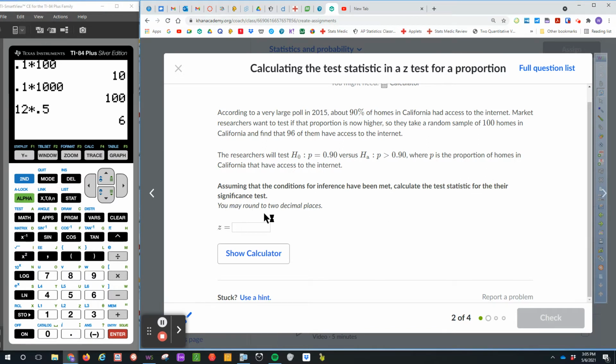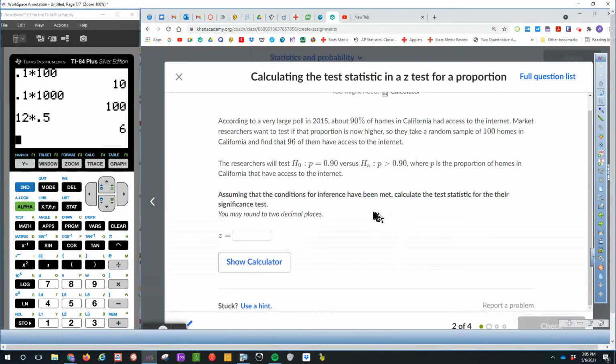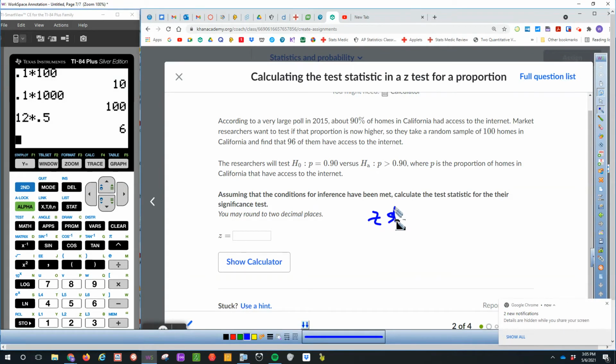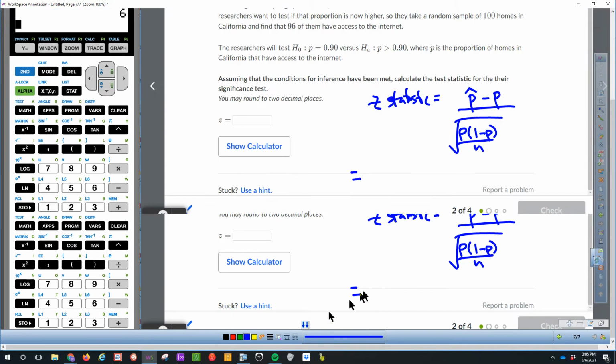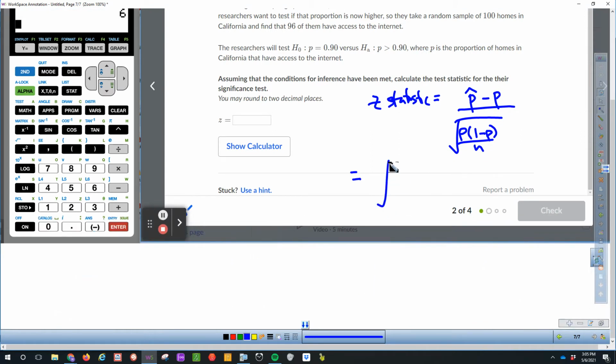So this is the Z statistic. We talked about it in a previous example. The Z statistic has a formula: Z equals P hat minus P, divided by the square root of P times 1 minus P, divided by N. So you can put everything together in a calculator, and that should work out.